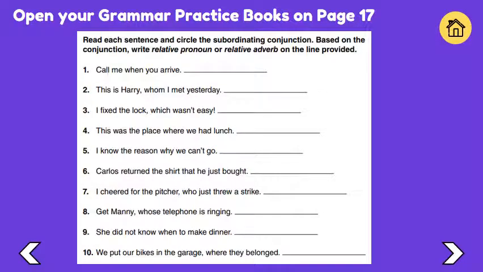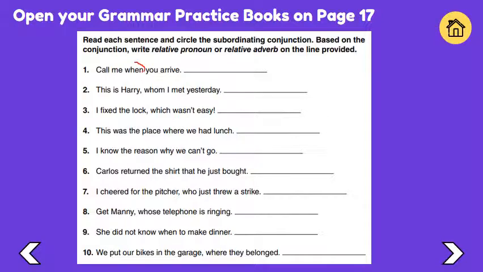Okay, now the other exercise on page 17, and I'm going to leave the rest of the exercises to you to solve them. Read each sentence and circle the subordinating conjunction. We read the sentence, we circle the subordinating conjunction. Then, based on the conjunction, write relative pronoun or relative adverb on the line provided. Okay?